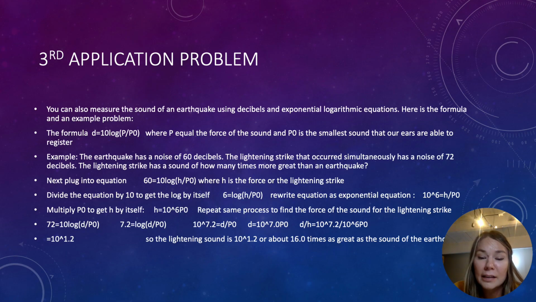Repeat the same process to find the force of the sound for the lightning strike. So we see that 72 equals 10 log of D divided by P0. So 7.2 equals log of D divided by P0, which gives us 10 to the 7.2 equals D divided by P0, where D equals 10 to the 7.2 P0. Then D divided by H equals 10 to the 7.2 divided by 10 to the 6th. After you plug that in, you get 10 to the 1.2. So the lightning sound is 10 to the 1.2 power, or about 16 times as great as the sound of the earthquake.